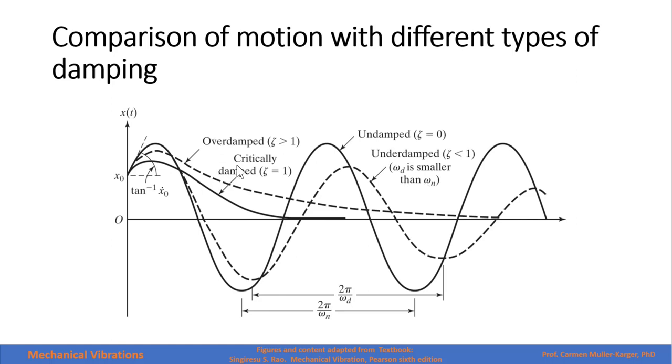Then we have the critically damped system, where the damping ratio is equal to 1. As you see, it goes very quickly to the equilibrium position. And then finally we have the overdamped system, where the damping ratio is greater than 1, and as you see, it goes also to the equilibrium position, but much slower than the critically damped system, and it does not oscillate, so it goes to the equilibrium position without bouncing.